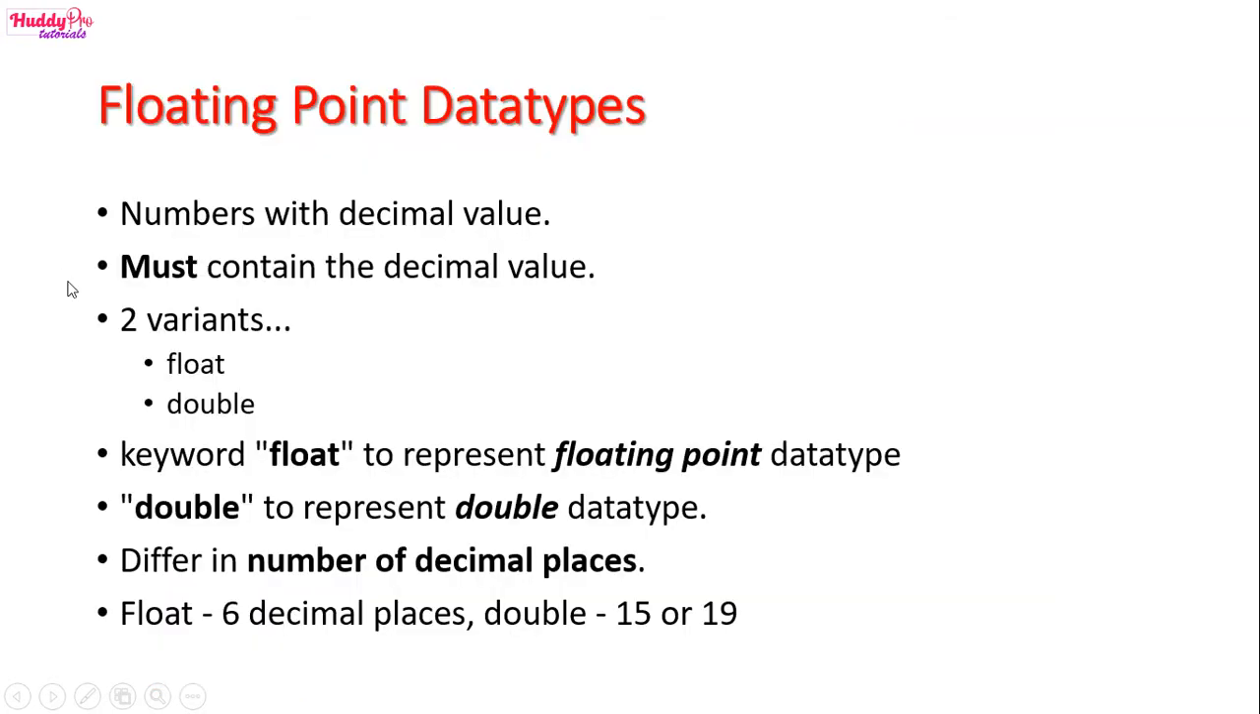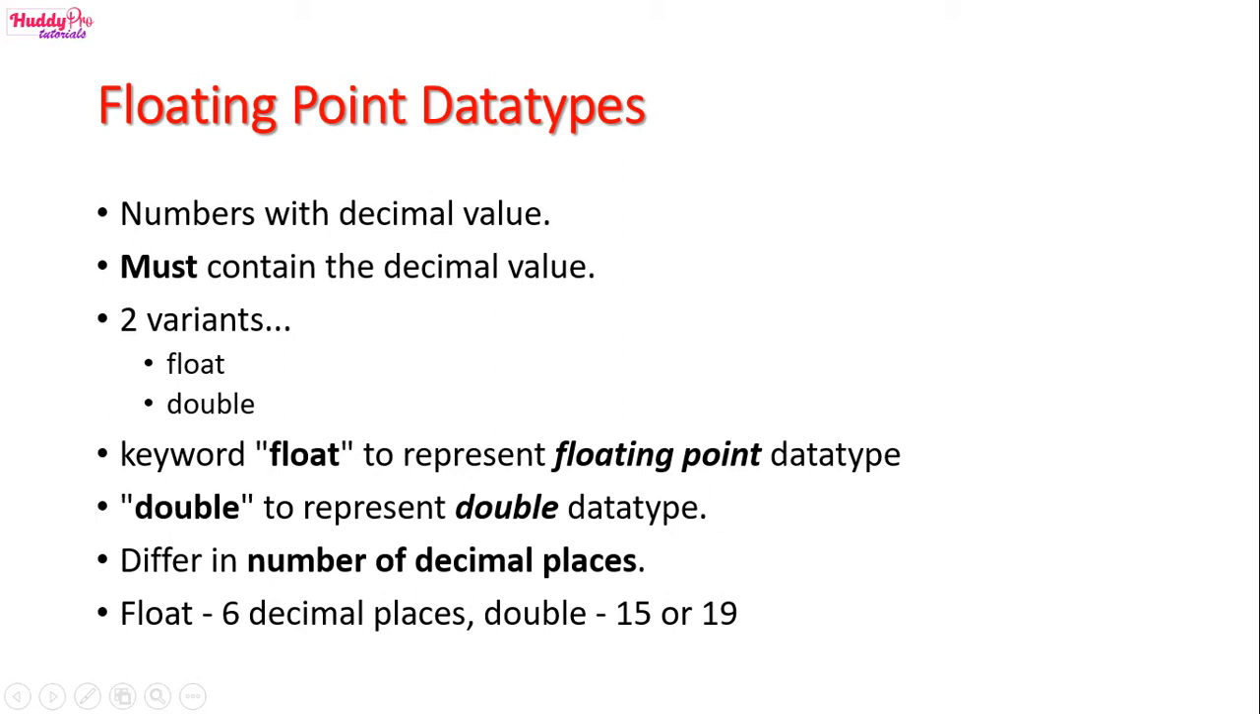Now we have floating point data types. Floating point data types are a set of numbers with the decimal value. So unlike the integer data types, the floating point data types have decimal values. Every floating point value must contain the decimal value. The floating point data types have two variants. So we can have the float and the double, and even sometimes the long. We use the keyword float to represent the floating point data type, and the keyword double to represent the double data type.